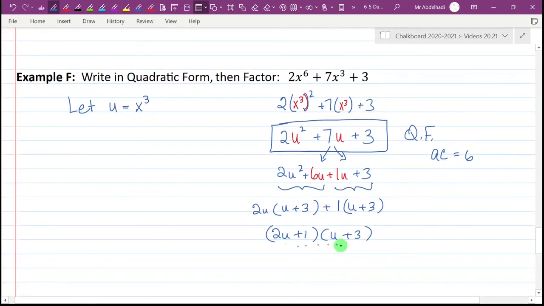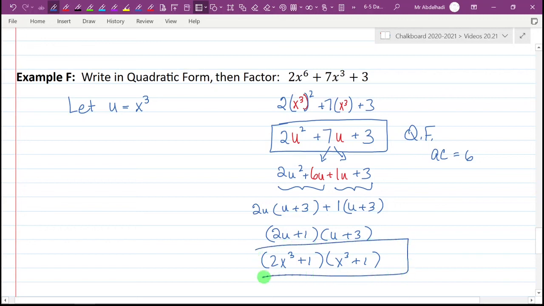And here we are, we're done factoring, but we're not finished because we have to put back the x cubed here. So don't box that. You need to go 2x cubed plus 1 and x cubed plus 1, putting back all the u's, making them x cubes again. Now, neither of these is factorable, so I can stop here, and this is fully factored form.